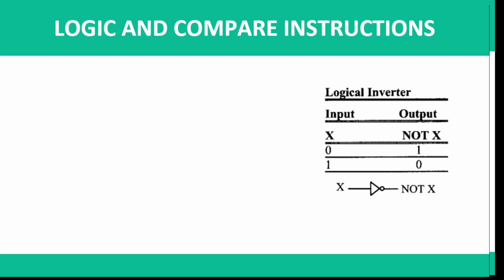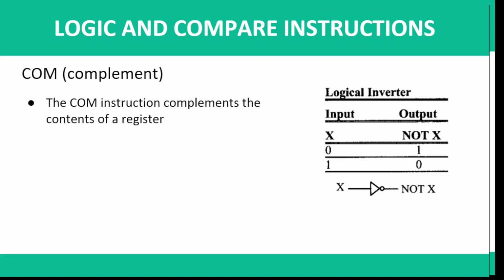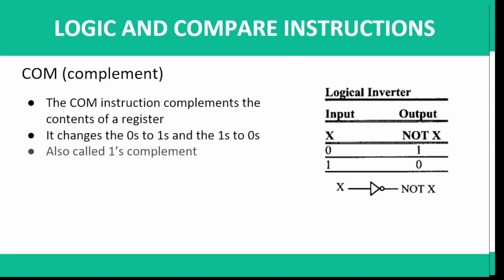Okay, let us now continue with our topic on the other logic and compare instructions, in which we have the COM instruction, meaning complement. So the instruction complements the contents of a register, meaning we just invert our input, so that becomes our output. It changes the zeros to ones and ones to zeros. Also, it is called ones complement.